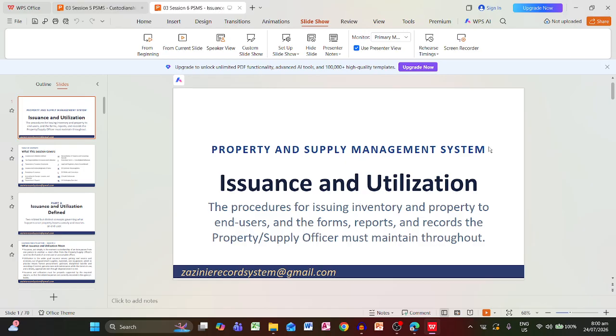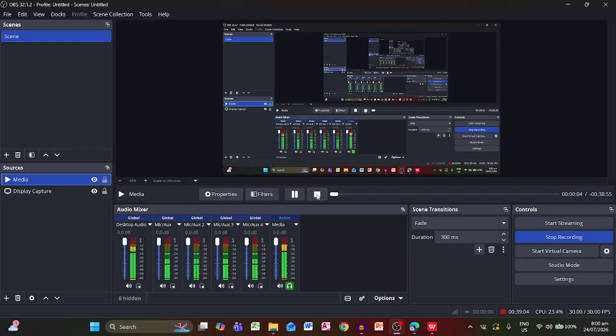Here is what this session covers. Part A. Issuance and Utilization defined.